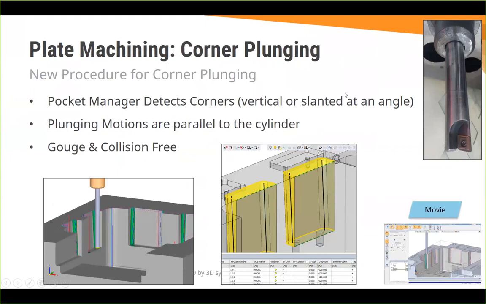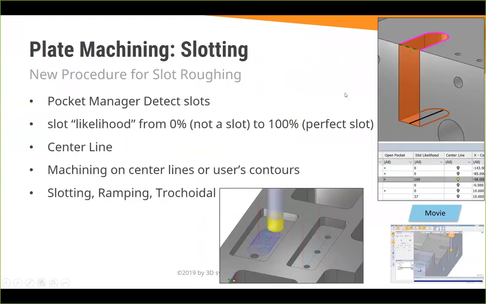Next one is slotting. This is a new procedure. Again, Pocket Manager detects the slots for us. There is a parameter we call likelihood, which can give some values to the slots from 0, which is actually not a slot, up to 100%, which is a perfect slot.